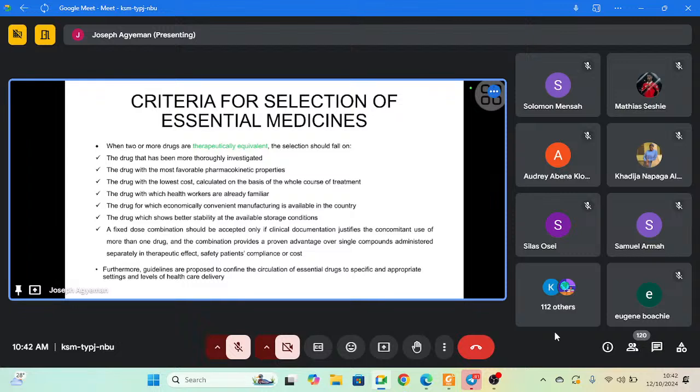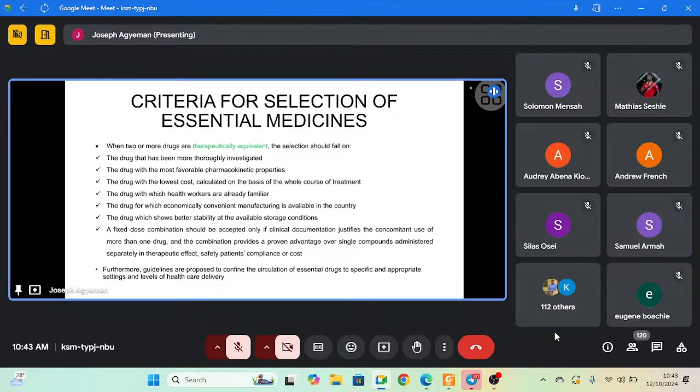So it means that based on your expertise, you are placed at a certain level of care, and that level of care will dictate what kind of medicines you are allowed to prescribe, handle or stock in that facility. This is based on level of care that goes with expertise. This will help minimize irrational drug use.